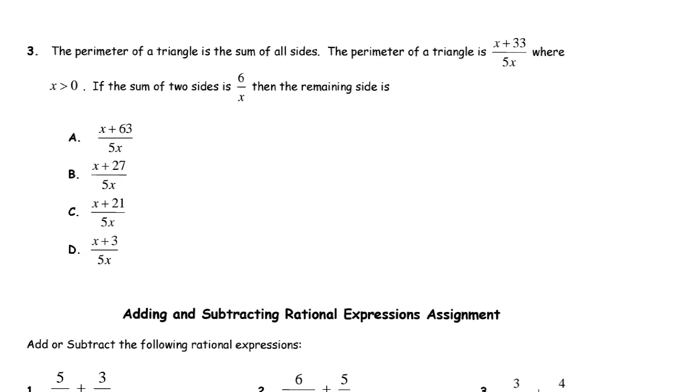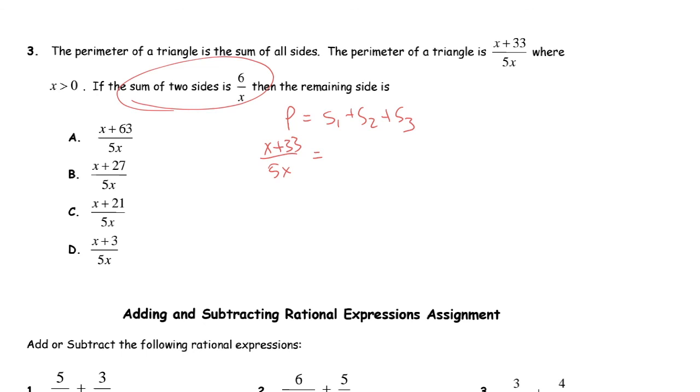And now for our last question that we're going to work together, it says the perimeter of a triangle is the sum of all its sides here. The perimeter of a triangle is x plus 33 over 5x, where x is greater than 0. The sum of two sides is 6 over x. What's the remaining side? Okay, well, the perimeter is going to be side 1 plus side 2 plus side 3. Well, we already know that the perimeter is x plus 33 over 5x. I already know that. And it tells us that the sum of two sides is 6 over x.